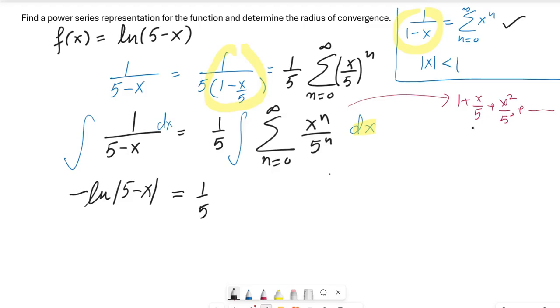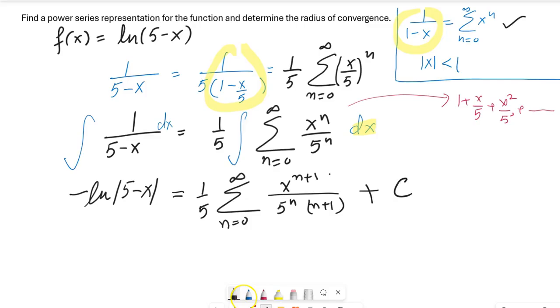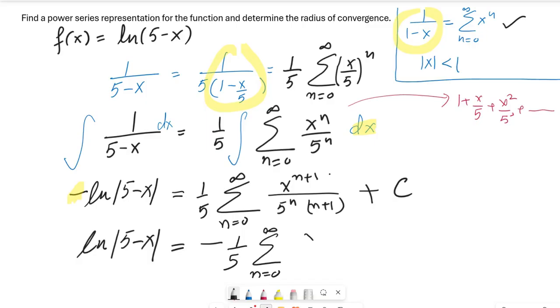So when I integrate, the summation is going to stay, and inside, what is the integral of x to the power n? x to the power n plus 1 divided by n plus 1, but 5 to the power n will stay, plus some c. Okay. Now this negative sign can go on the other side. If you multiply both sides by a negative sign, then natural log of 5 minus x can be written as negative 1 by 5 summation n from 0 to infinity x to the power n plus 1 divided by 5 to the power n times n plus 1.